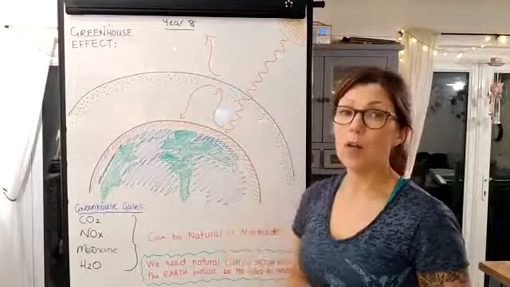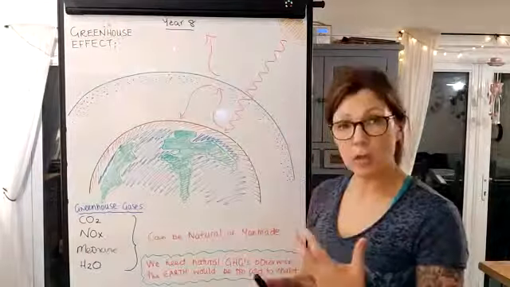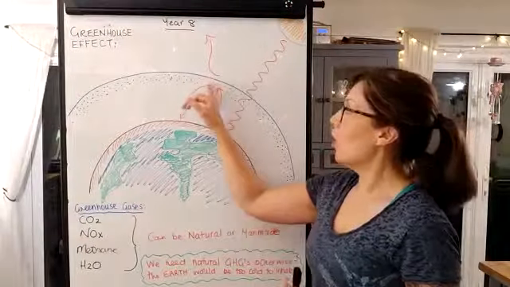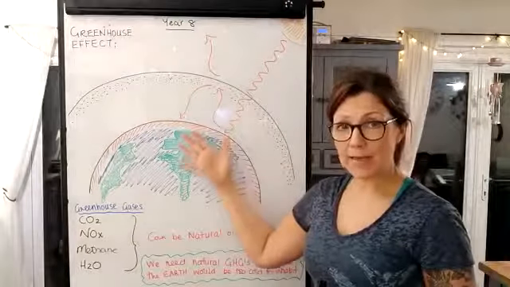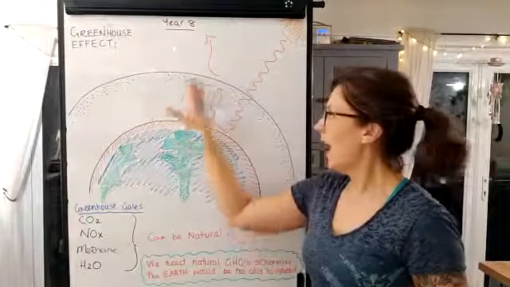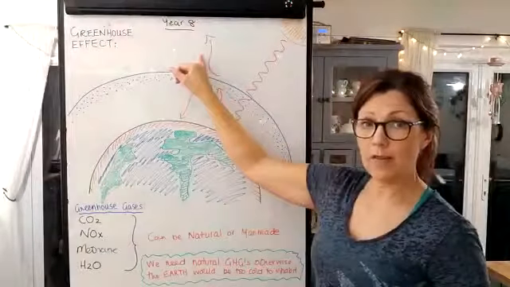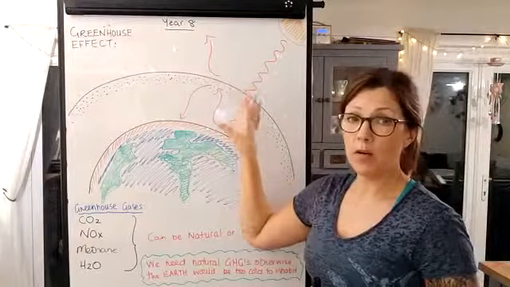They can't get out, or not all of them can get out. Some of them do, but because they've got less power or less energy, some of them are reflected back and they come back down to Earth and they heat up again. And that heat stays within the atmosphere. Some of the long wave radiation does escape, but quite a lot of it's trapped.